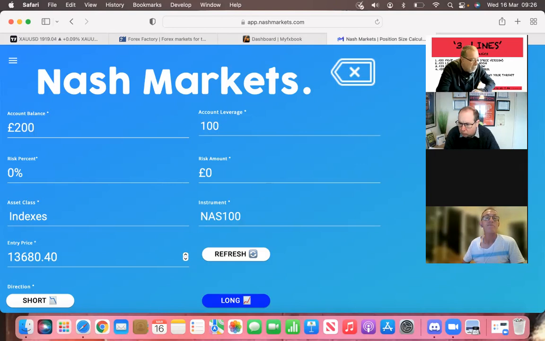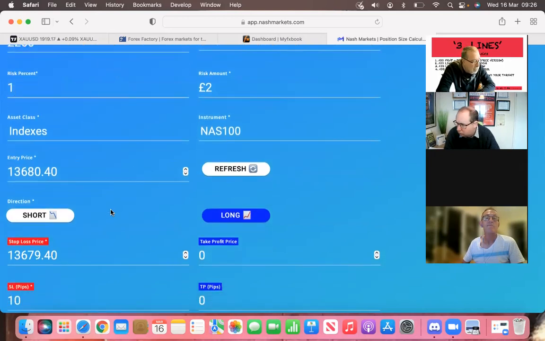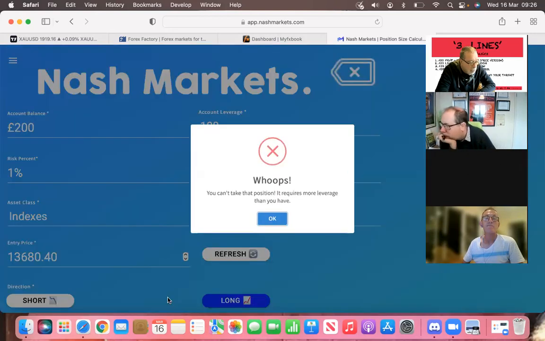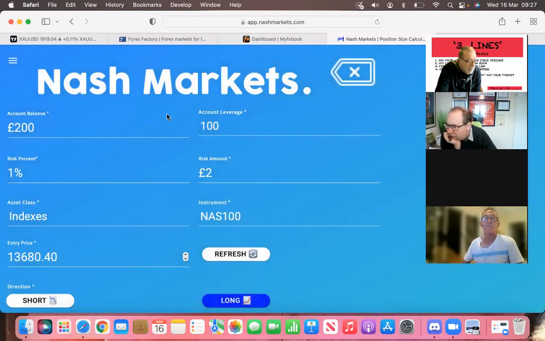Let's say you've got a £200 account on a 100-to-1 leverage. You want to risk 1%, so you're risking £2. I think I know what the answer will be on this, but never mind. Let's say we're going for a long and we're risking 10 pips. Whoops, you can't take it, you need more leverage. So that's another tool that you can use, because basically what it's saying is you ain't got enough money to take that trade. You need to either increase your leverage, or you need to increase your bank size, or you need to reduce your risk.